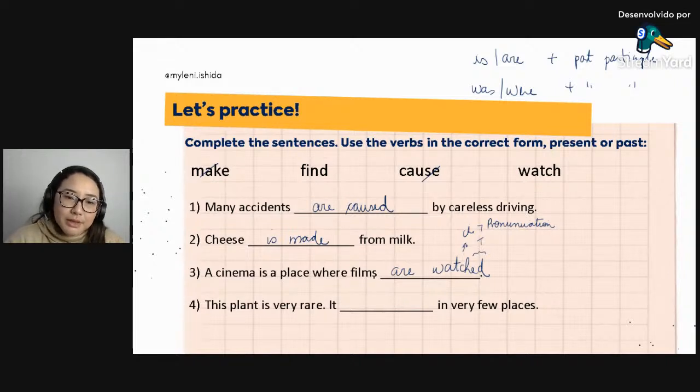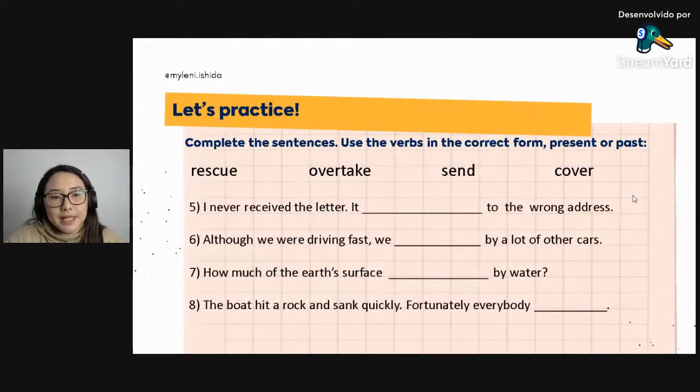And the last one we're going to put is found. This plant is very rare. It is found in very few places, okay? Another fact from life, from reality, right? Next one, let's see. Two minutes for you to try to do this exercise, okay?